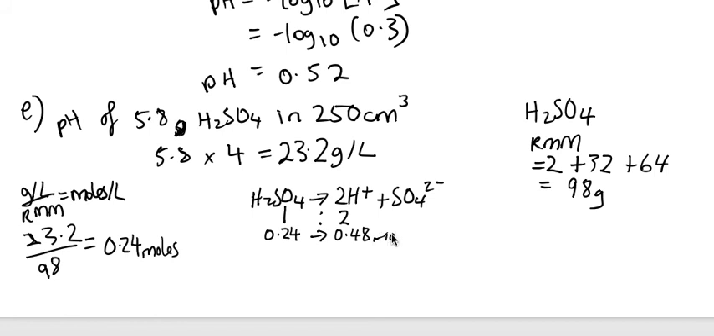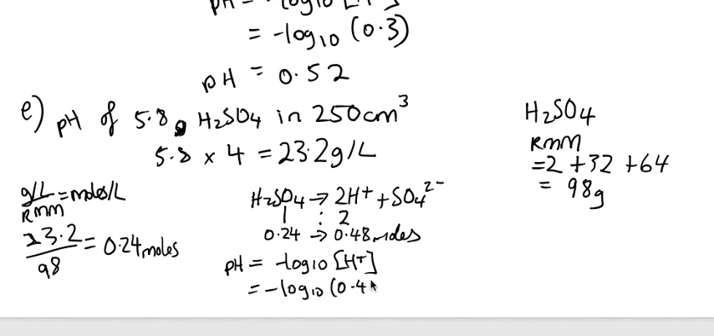That now allows me to fill in my pH equation. pH is minus log to the base 10 of the hydrogen ion concentration. In this case, that's minus log to the base 10 of 0.48. And that gives me an answer of 0.31875, which is 0.32 when you round it to 2 decimal places.